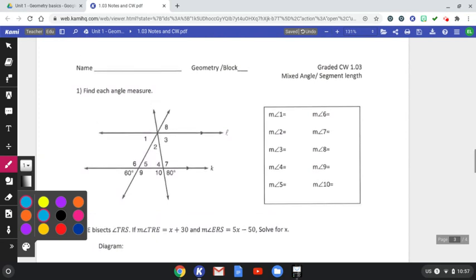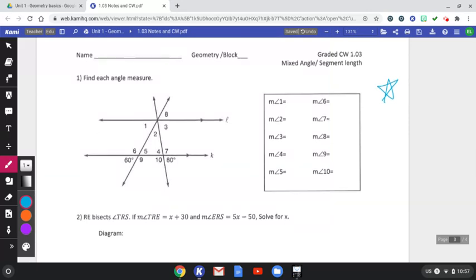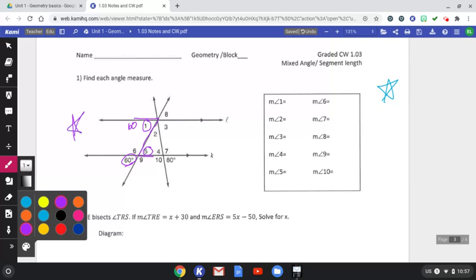Here is graded classwork 1.03. Most of your classworks have been graded, but with this one, I'm probably going to count it out of more points than just 10. So I'd really like you to be trying number 1. Make sure you're looking for your alternate interior angles. So there's like a Z here. If 60 degrees is there, well, 5 would be 60, 1 would be 60. Please mark up your diagrams. Put numbers into the picture because that's going to help you find something else later on.